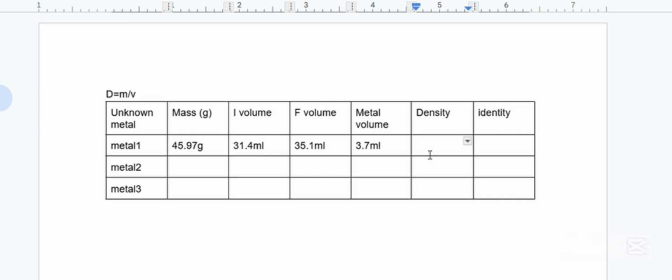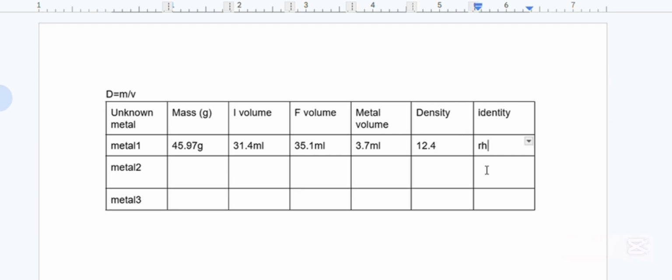Now we're looking for density. Density is mass over volume. So we'll be doing 45.97 grams divided by 3.7 milliliters. So we would be getting 12.4. And if we look at our given mixtures, it would be radium.